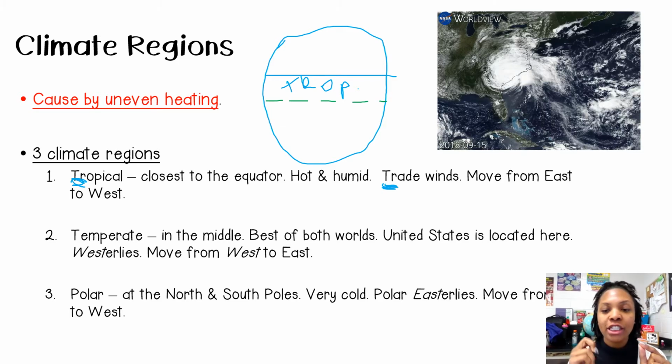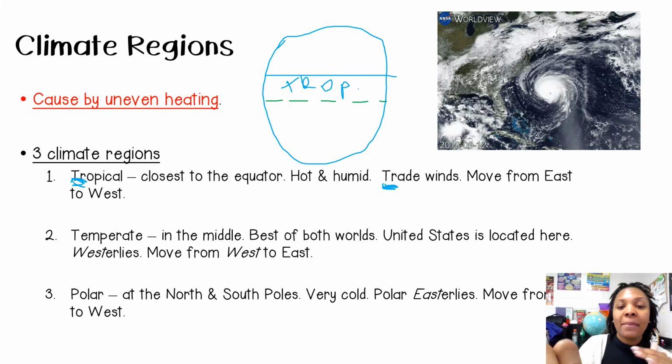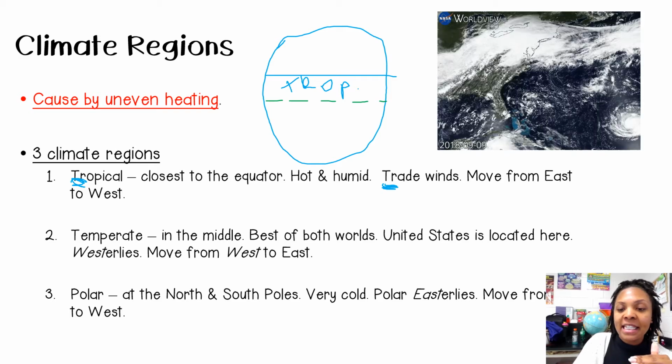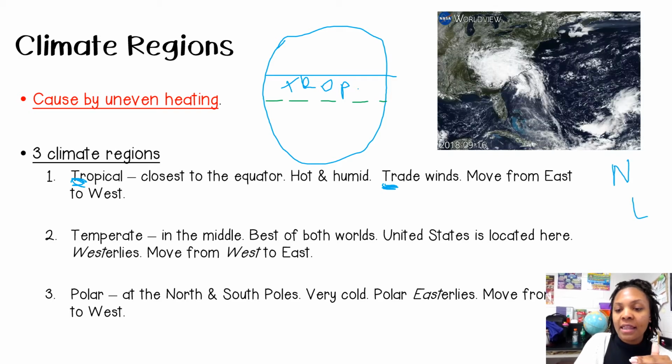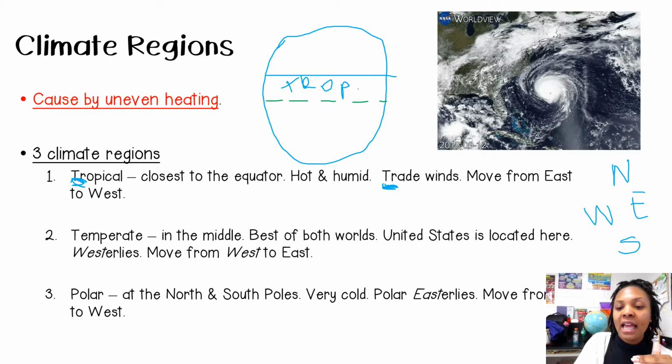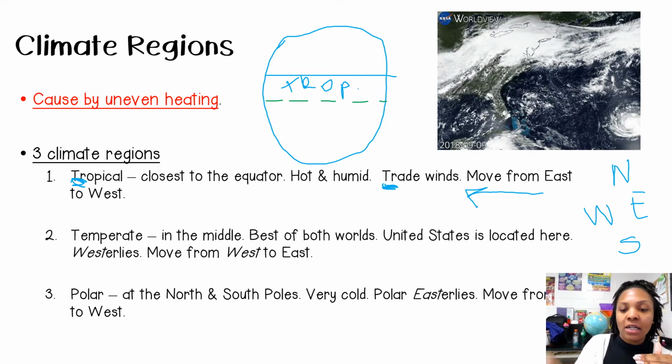So tropical and trade winds, all right, and they move from east to west. So that means they're from north, east, south, west. They are moving this direction.